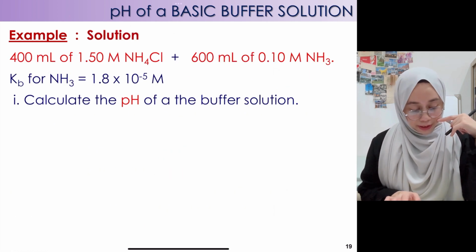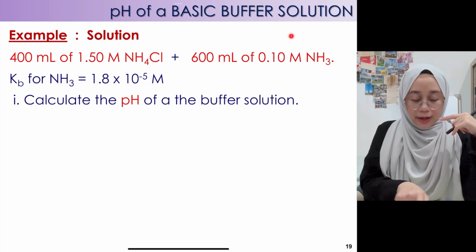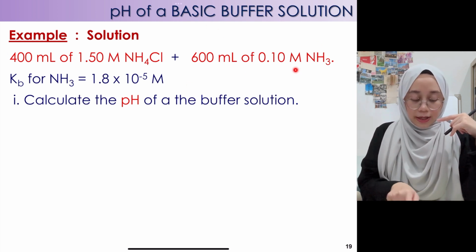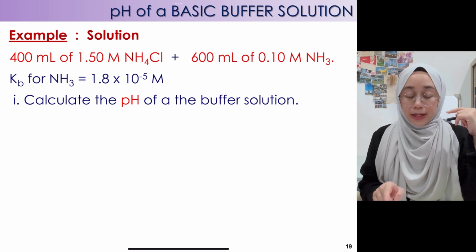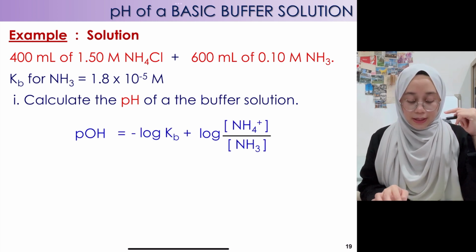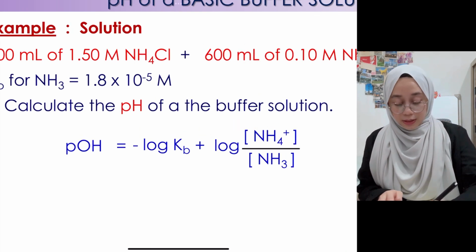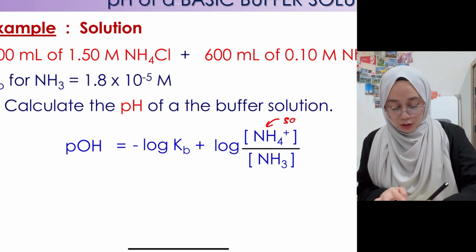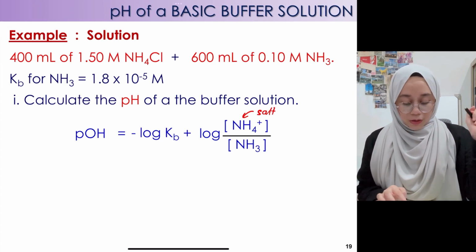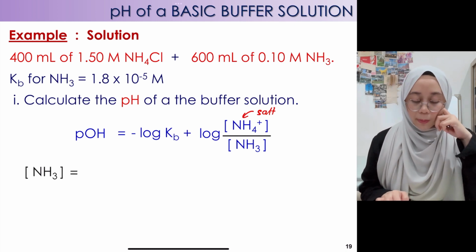Okay, so this part here, class, the solution we use to produce the basic buffer solution, so we are adding these two together. Before we calculate the pH of the buffer solution, we will use the Henderson-Hasselbalch equation here. So we need the concentration of the ammonium ion and also the ammonia. Ammonium ion is basically the salt, this is the salt.